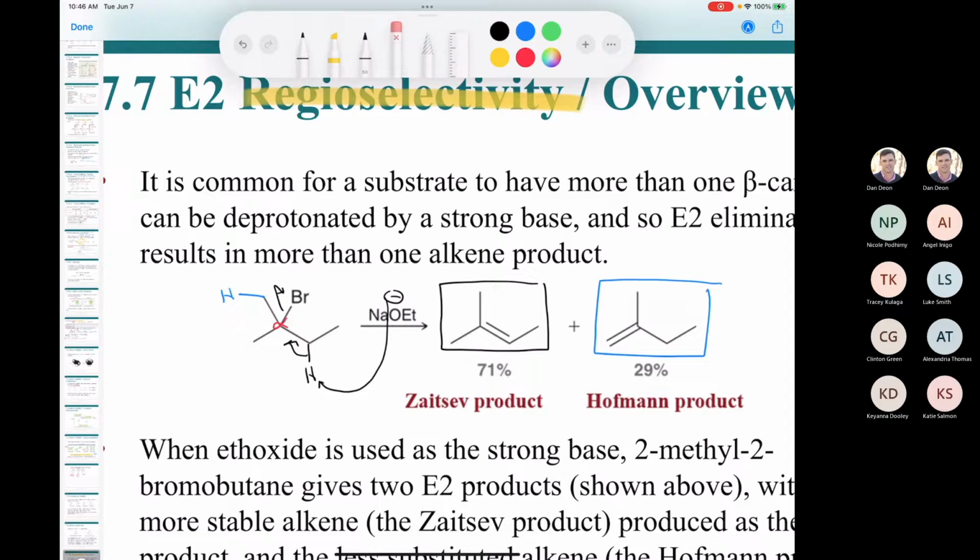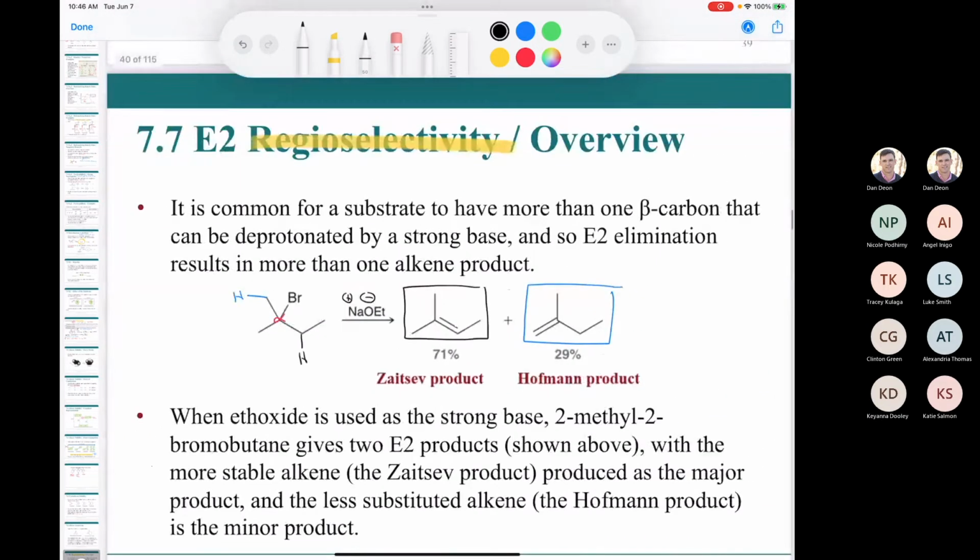Okay, so you're probably wondering, and it would be a good thing to wonder, well, which one am I going to get more? Is it going to pull off the blue protons or the black protons? It says here at the bottom that when you use ethoxide, you get two products. You get both of them. You get the Zaitsev product and you get the Hoffman product. Do you notice the difference between the two? The Zaitsev product is the more stable alkene.